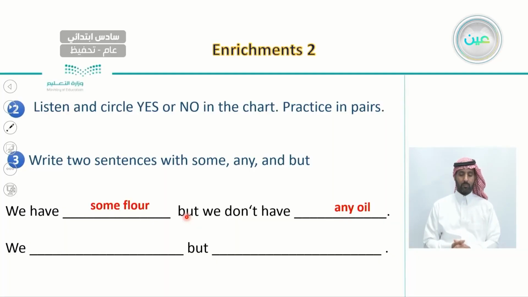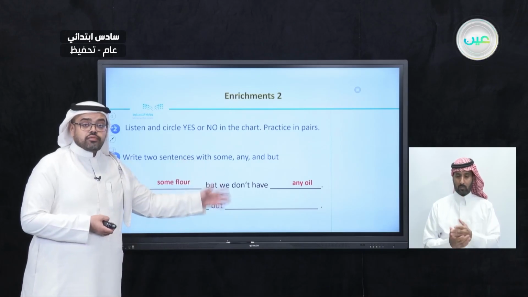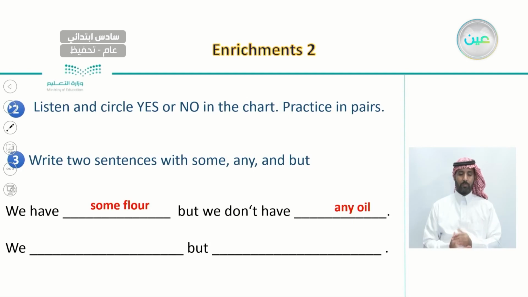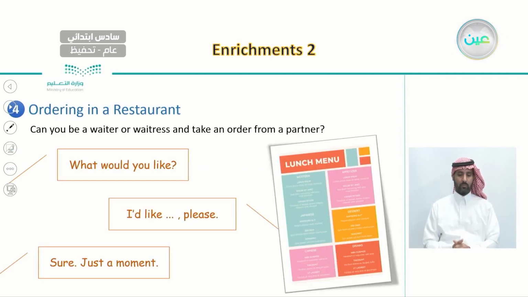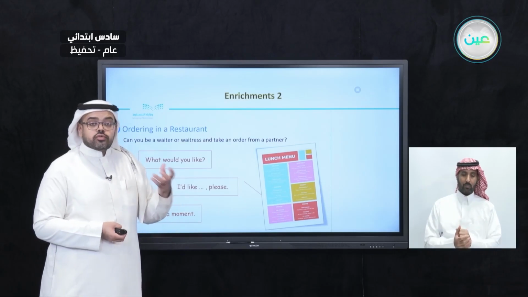So for example, the first example we have is when they say we have some flour, but we don't have any oil. And also, the other example we can write here is if we said we have mushrooms, but we don't have any flour. So this is how we can talk about the things that we have and the things that we don't have.